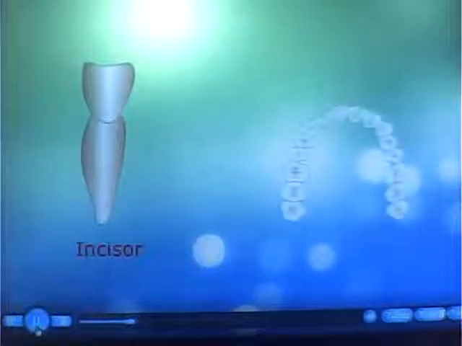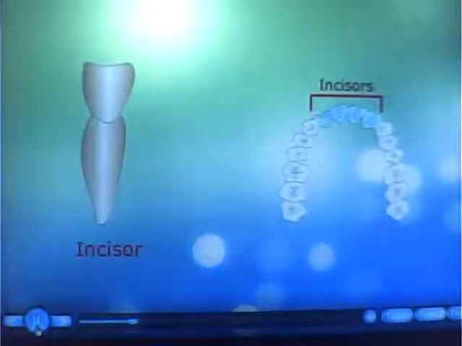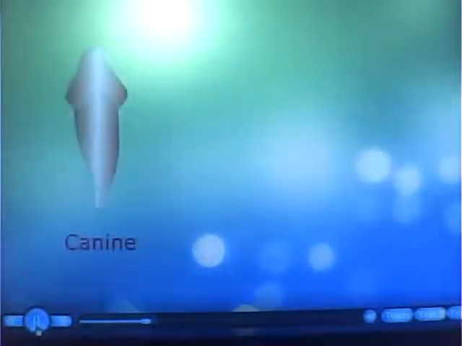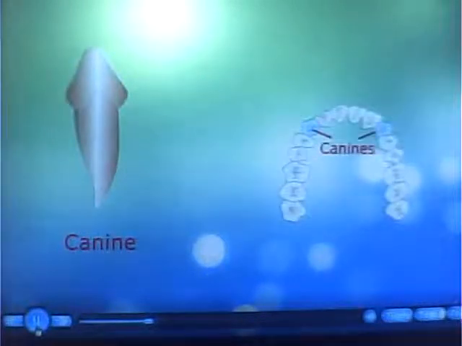Incisors, cutting teeth. These are 4 flat and blade-like teeth present in the front part of each jaw. These teeth are used to bite and cut the food into small pieces. Canines, tearing teeth. These are present on either side of the incisors. They are 2 in number in each jaw. These are sharp and pointed and thus help in tearing the food.